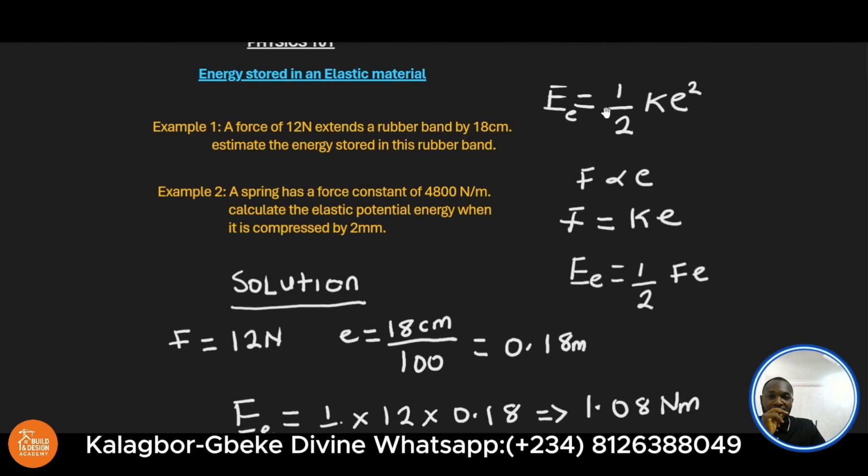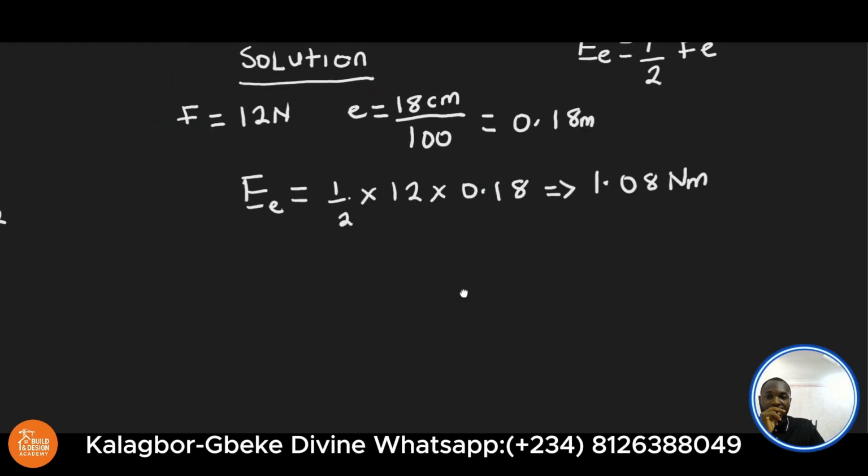So we'll use this other formula. This E is equal to 1 over 2 K e squared, not this one. Because the last time we used this one because they gave us force, but this time we'll use this other formula. So we'll now have our solution for example 2.